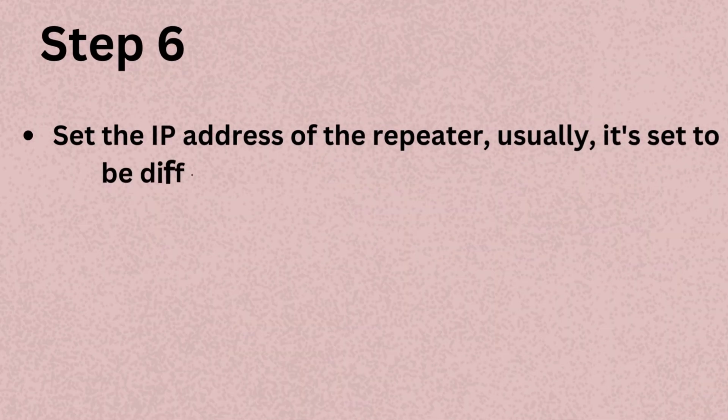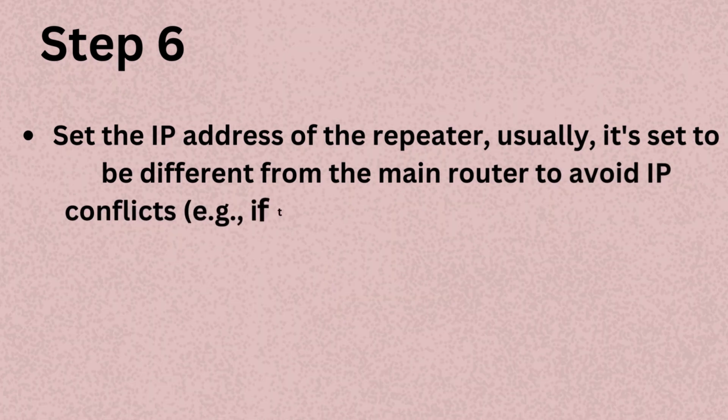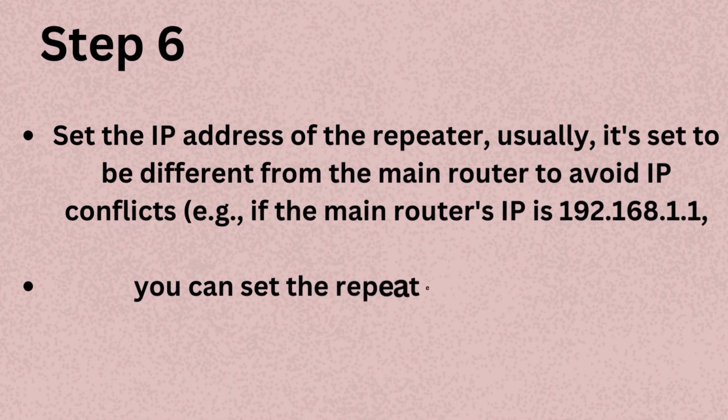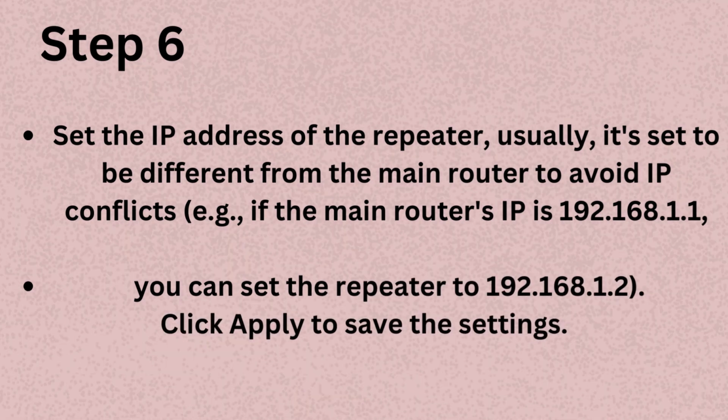Usually, it's set to be different from the main router to avoid IP conflicts, e.g., if the main router's IP is 192.168.1.1, you can set the repeater to 192.168.1.2. Click Apply to save the settings.